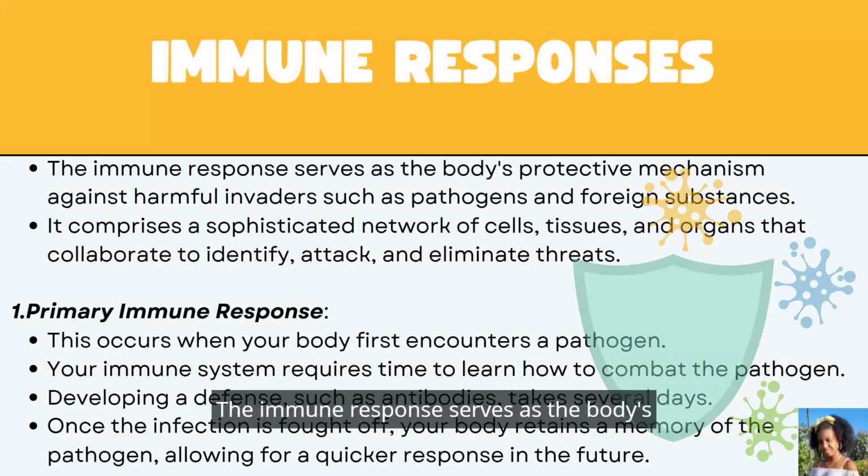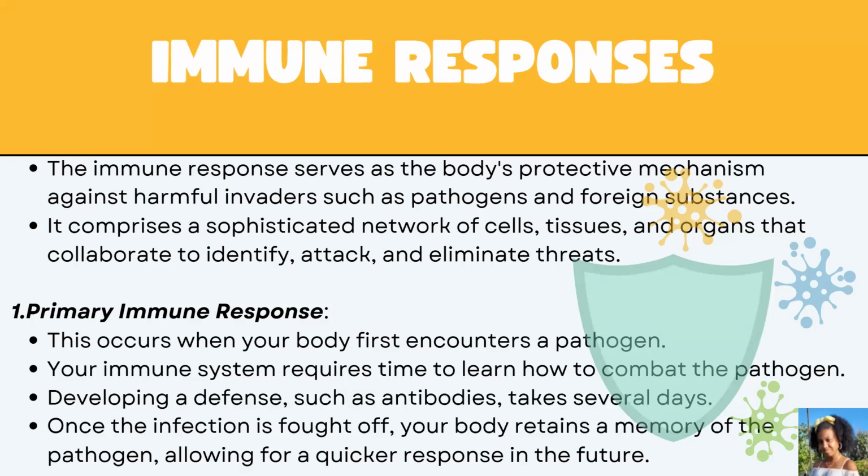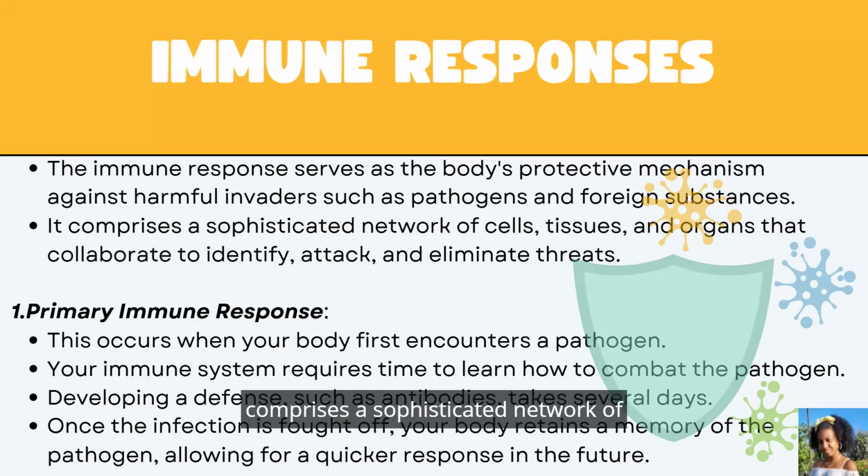Immune responses. The immune response serves as the body's protective mechanism against harmful invaders such as pathogens and foreign substances. It comprises a sophisticated network of cells, tissues, and organs that collaborate to identify, attack, and eliminate threats. 1. Primary immune response.